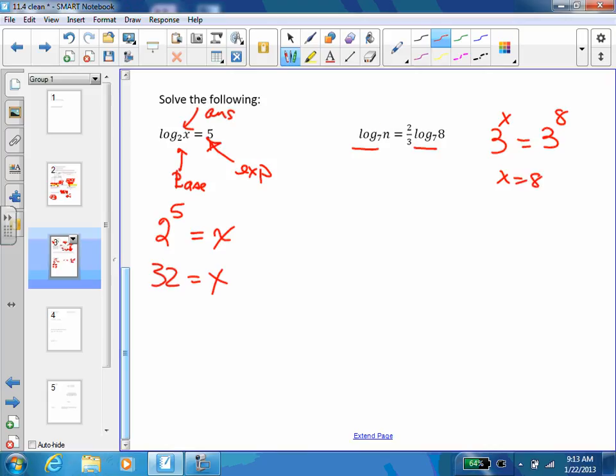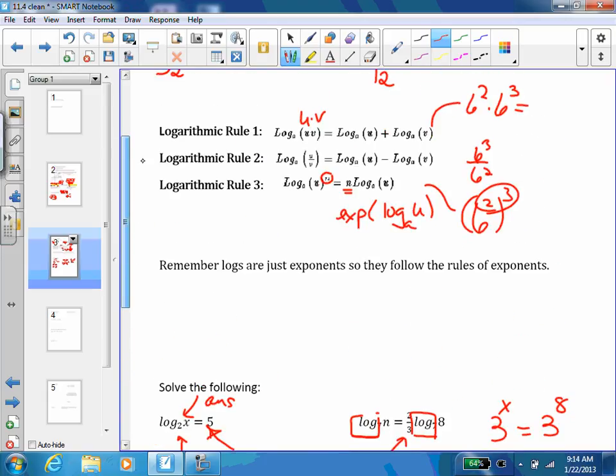So if the logs are the same, then basically the left side has to be the right. But we have to make it look in the same format. So the problem with the right side is this 2/3. Where does that 2/3 go? If it's the exponent. So this is the same thing as saying log base 7 of n is equal to log base 7 of 8 to the 2/3. Because if you remember our rule, I can take that number and it's just the exponent on our argument. So you can go one way, or you can expand it or condense it.